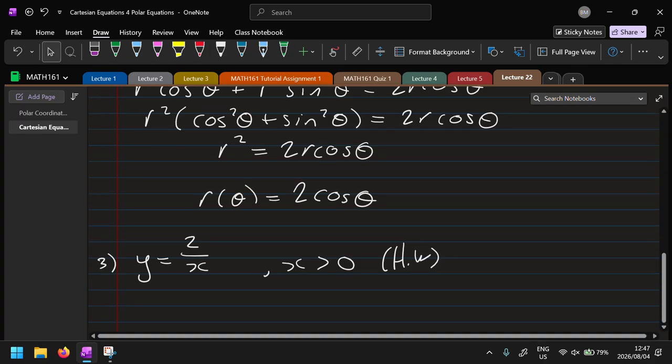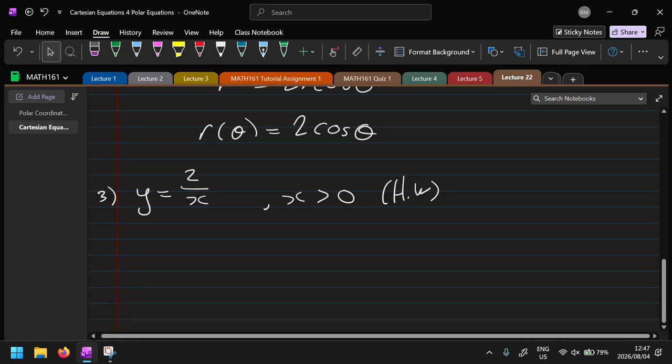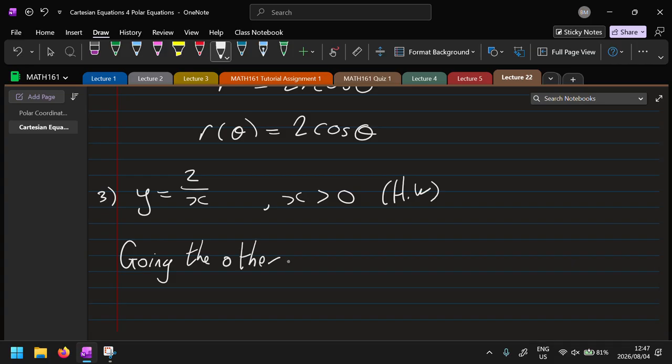All right. Any questions about going from the Cartesian to the polar? All good. Okay, let's go the other way now. So we're going to start with the polar equation, and we're going to convert to a Cartesian equation. So going the other way, polar equation to Cartesian equation.